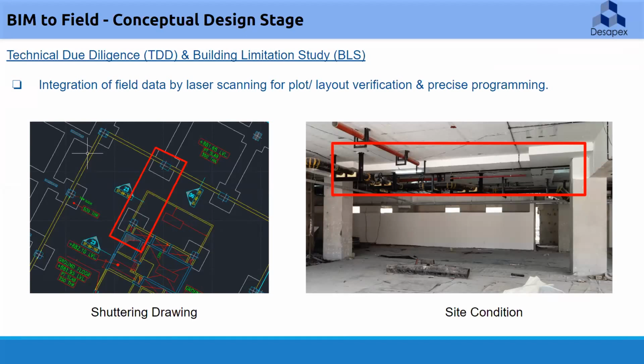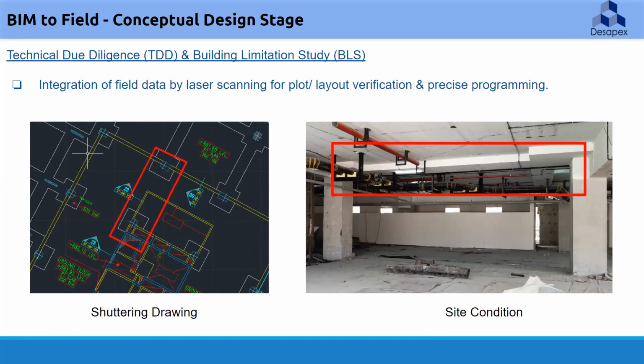In a traditional method where the expert team visits the site and captures the information manually, there are higher chances of missing information, which will lead to confusion. The scanned data can be used and any information can be easily verified at any time. A few of the applications of BIM-to-Field in the conceptual design stage are here.